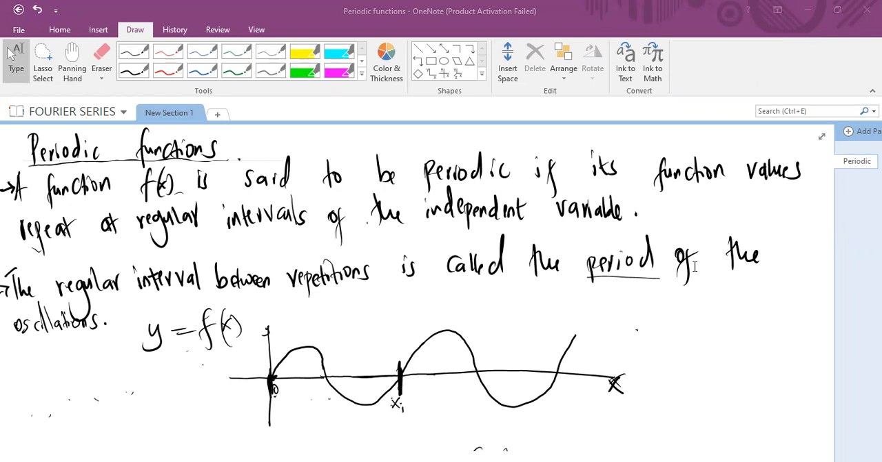So let's say, for example, we have a function like this. You see, after x1, it's repeating itself. So basically, that's what we call a periodic function. The regular intervals between repetitions, so the intervals between repetitions is what we call a period. Okay, let's look at an example.